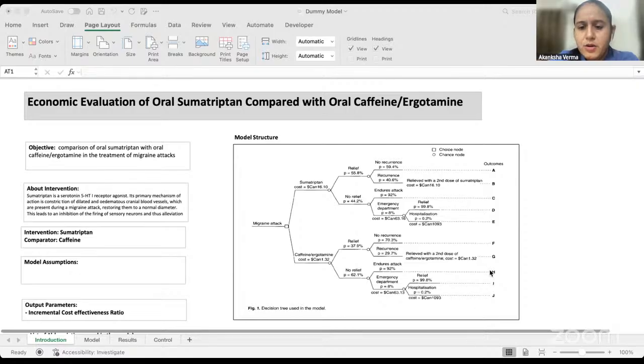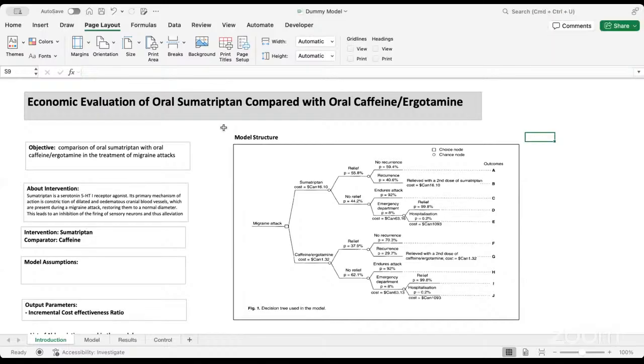Is the model visible to you? Yes, Akanksha.